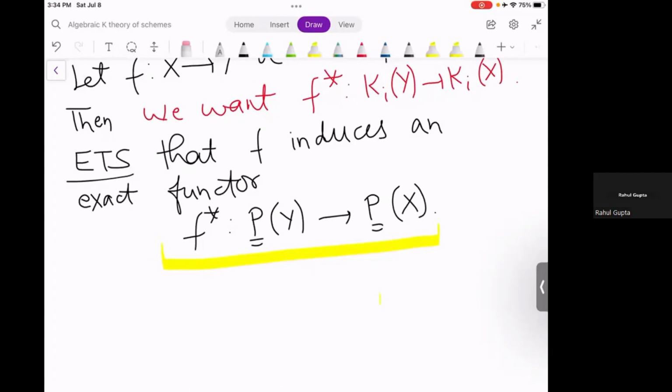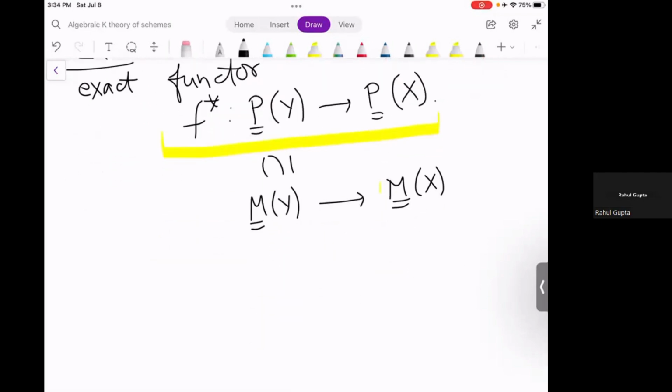So let me write like this. This is contained inside M of Y. And the first thing I have to do is go back to M of X. So what we do, we have, say, F, which is an OY-module. What we do is take the inverse image, tensor with the inverse image of OY, to OX. Then it's an OX-module now.